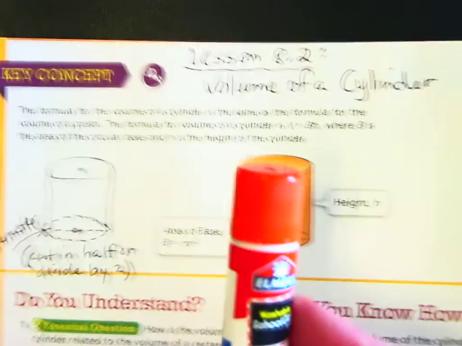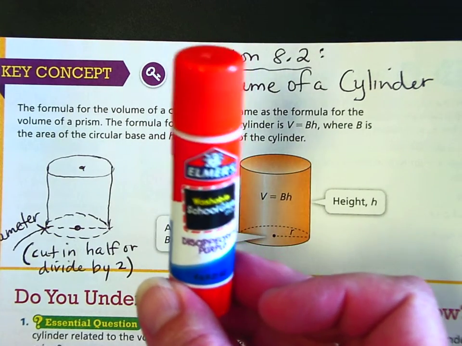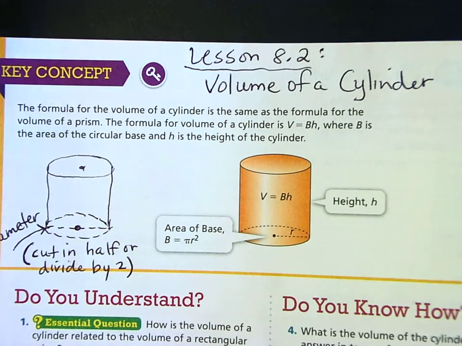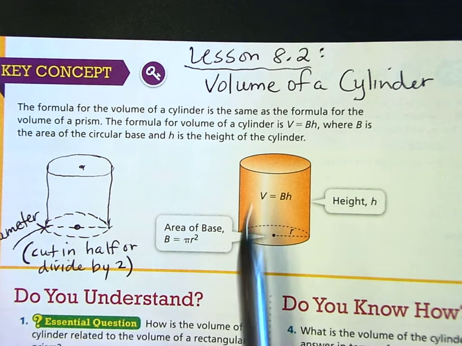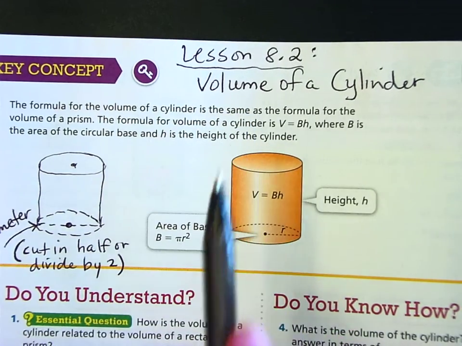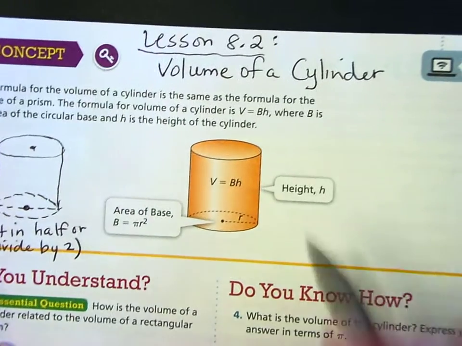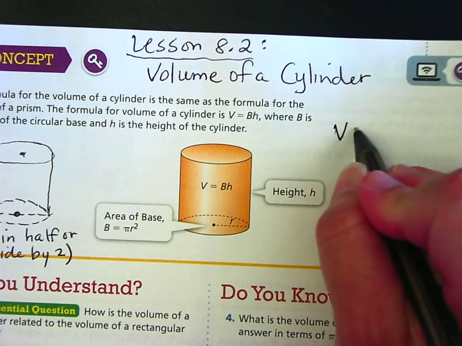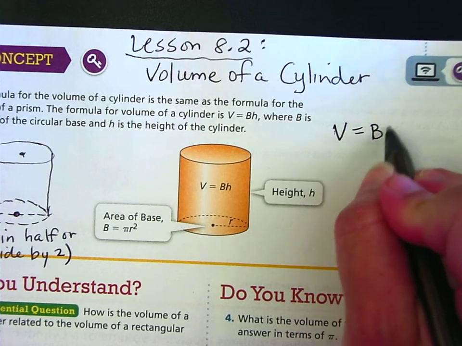And then your Elmer's glue, any glue stick, is going to be a cylinder shape. Your can of soup or a soda can, those are cylinders. Okay, so let's take a look at the volume. How much can you fit inside of a cylinder? What's the space inside? That's volume. The formula for volume is the area of the base times the height.